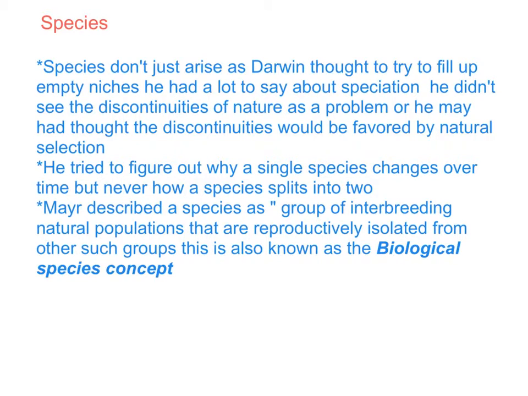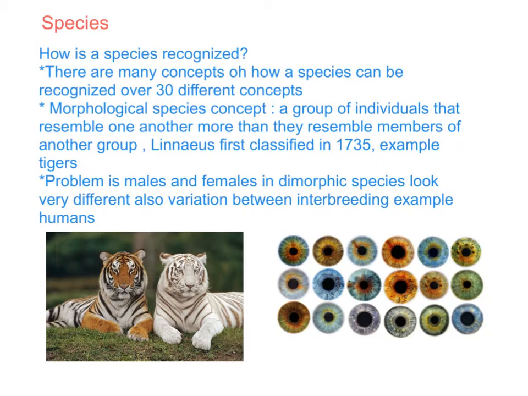There are over 30 different species concepts. One example is Mayr's, which described a species as a group of interbreeding natural populations that are reproductively isolated from other such groups. That is also known as the biological species concept.